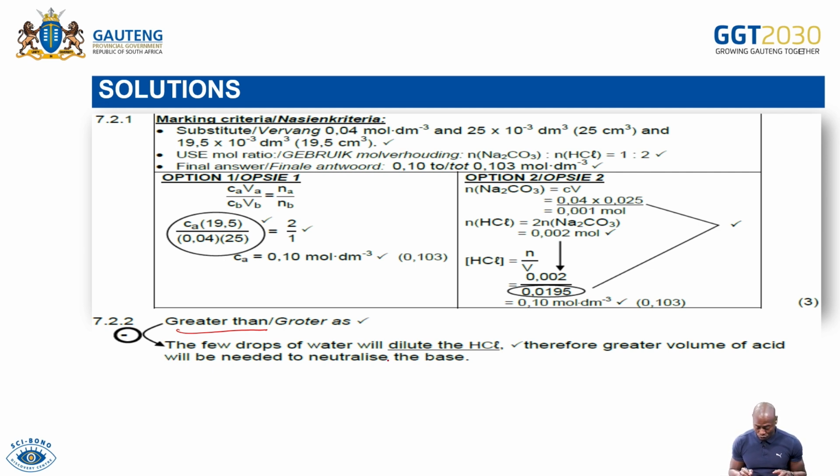So a few drops of water will dilute the hydrochloric acid. Therefore, a greater volume of acid would be needed to neutralize the base. Okay, so we are adding water, volume increases, so it should be greater. Because those drops of water will dilute the solution of hydrochloric acid, therefore a greater volume of acid will be needed to neutralize the base.